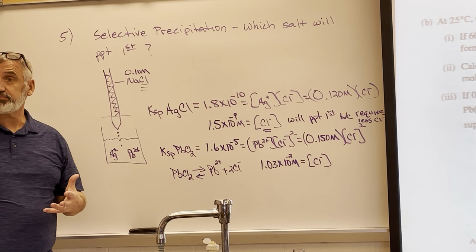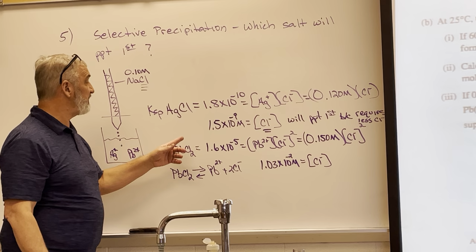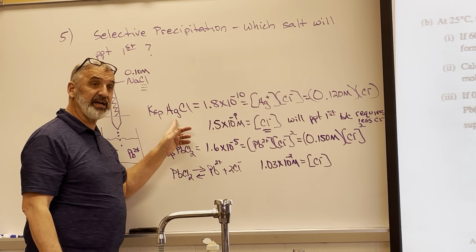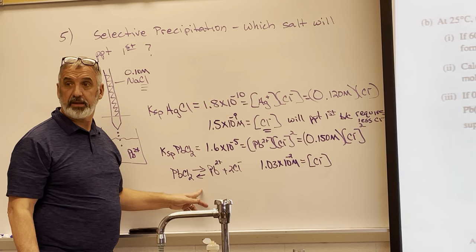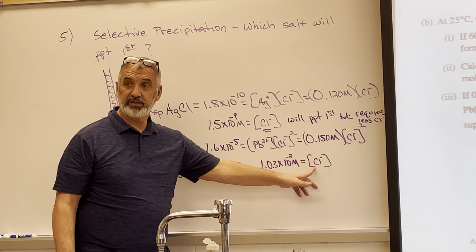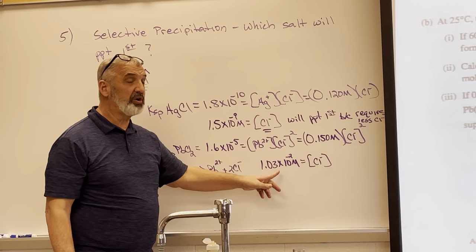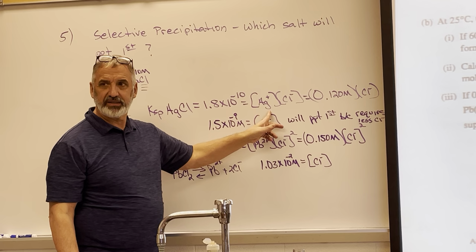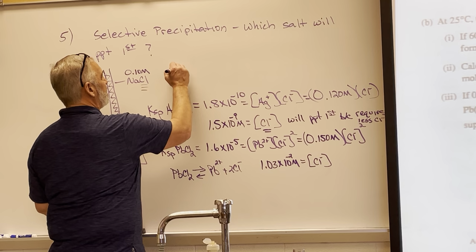In other words, we now know that the silver chloride is precipitating first. So the question is, what's the silver ion concentration when the lead begins to precipitate? Well, when the lead begins to precipitate, what's the chloride ion concentration going to be? This, right? So when the chloride gets to this, what's the silver going to be? So, this is number four, okay?